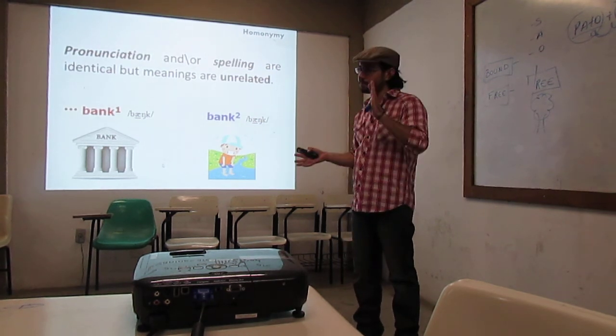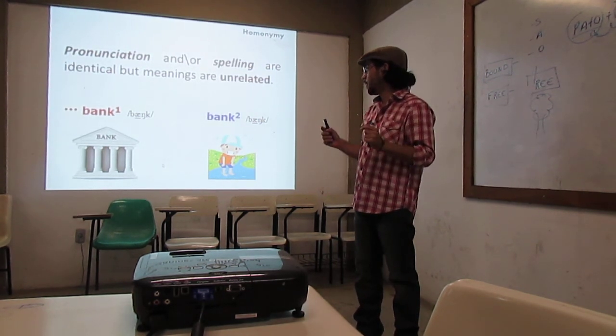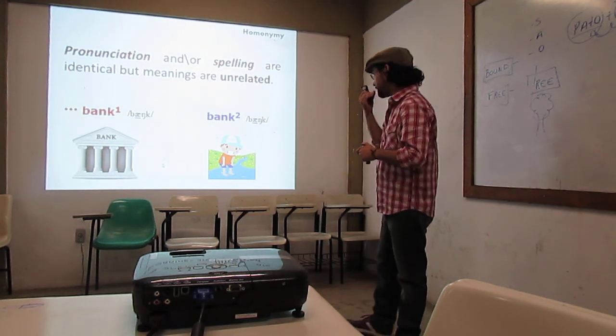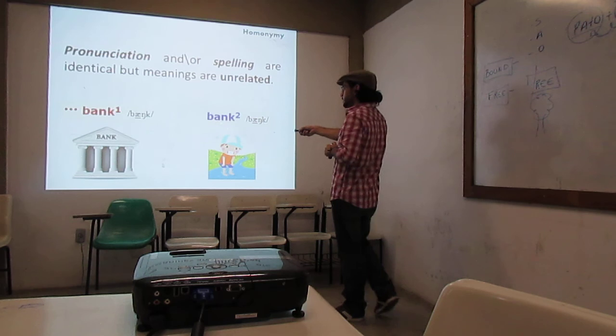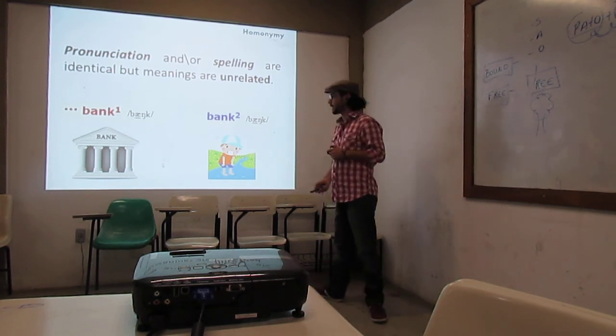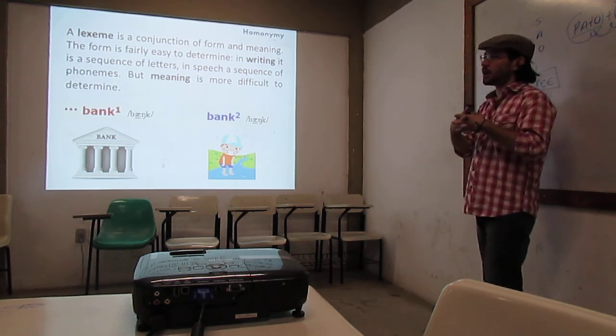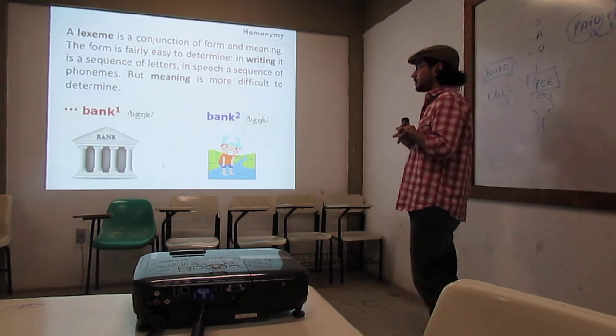Sometimes they don't, but usually they are equal. But the difference is in the meanings. Okay? This bank in red is totally different from this bank in blue. Okay? A lexeme is a conjunction of form and meaning.